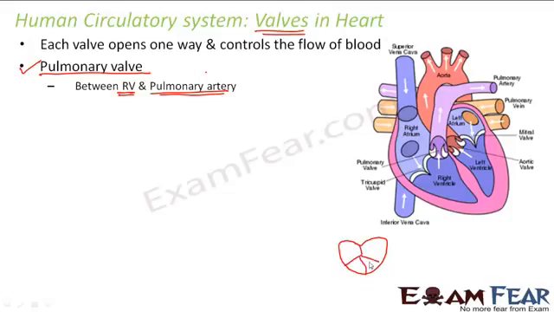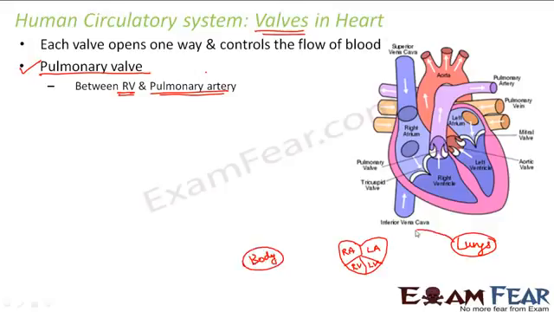The heart is divided into the 4 chambers. This is the right auricle, right ventricle and left ventricle. This is the lungs, and these are the different parts of the body.